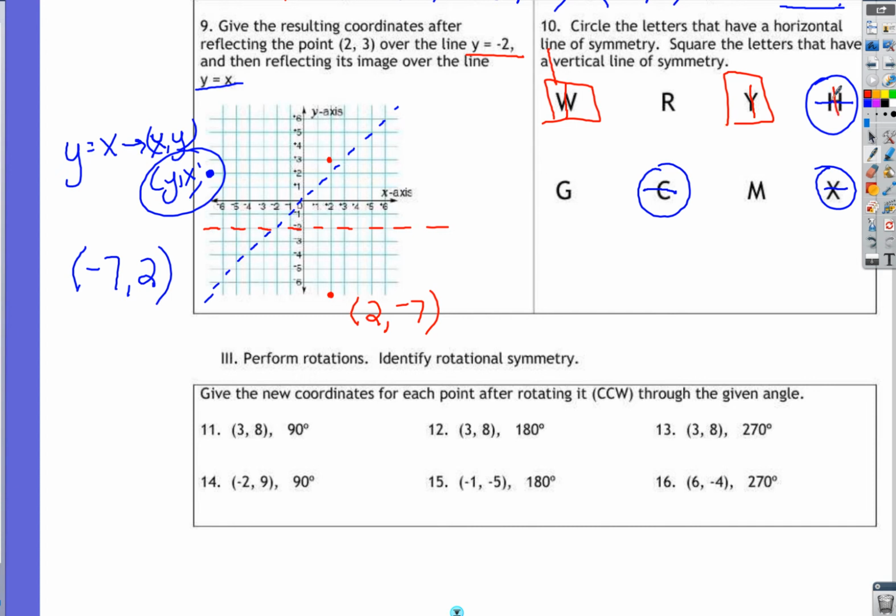Okay, H, it has a vertical and a horizontal. G? No. C? No. M? Yeah. It looks like it'll work. X? Okay, questions on this? No? Okay, next part is talking about rotational.